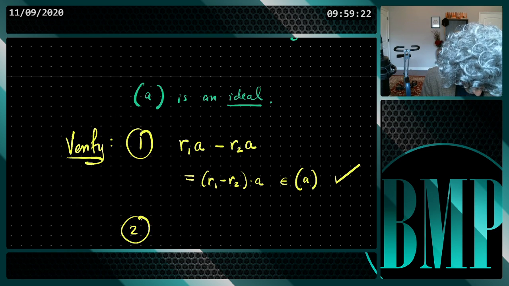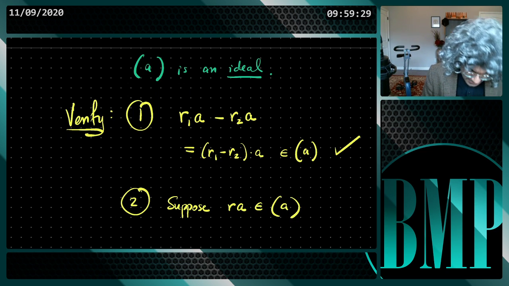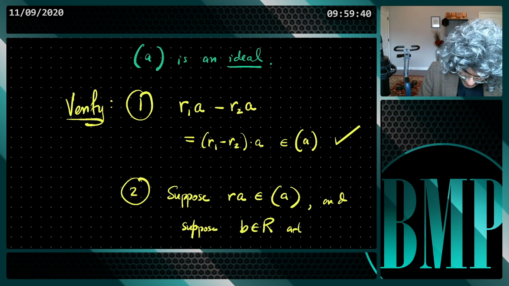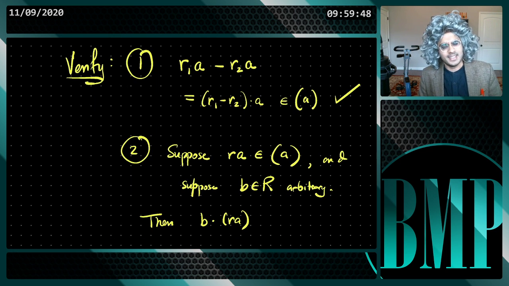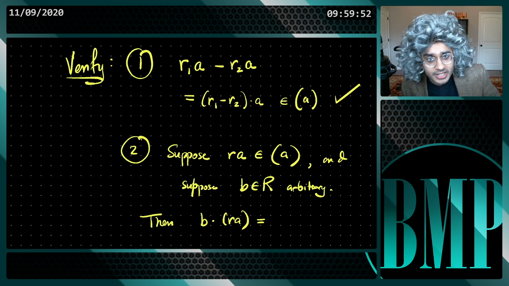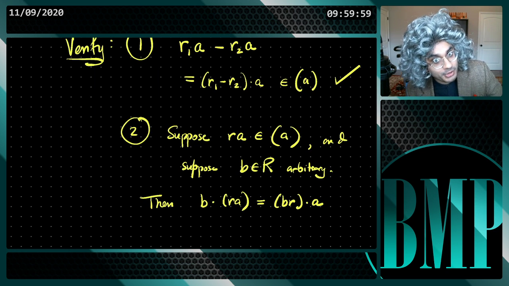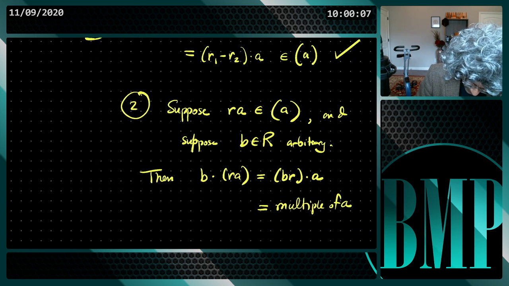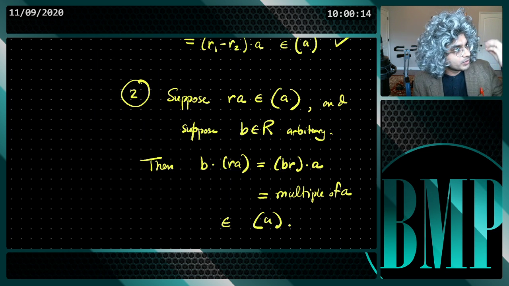Condition 2. Suppose you pick an element inside this thing. And suppose B is an arbitrary element. Then B times RA is, by associativity, B R times A, which is a multiple of A. So arbitrary multiplication keeps this set within itself.